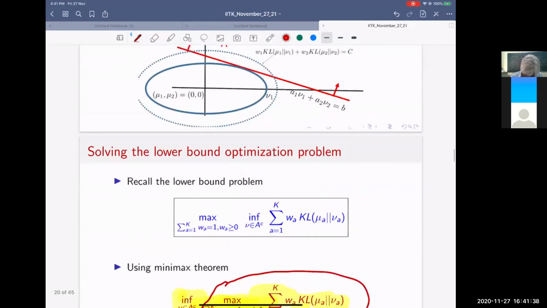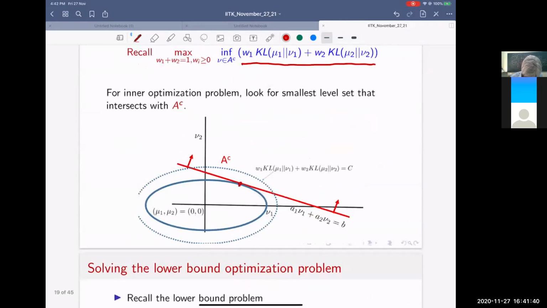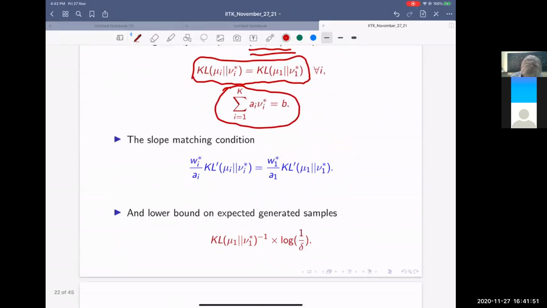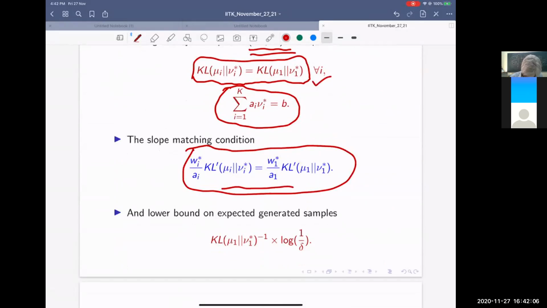Recall that at the optimal point, the ellipse is tangential to the hyperplane. So there's a slope matching condition, and that tells you, from a straightforward optimization calculation, that this equation must also be true: w_i star upon a_i times this derivative with respect to the second argument must be equal for all i. With this, since all of these are equal, your lower bound, it turns out, is just going to be this guy right here.